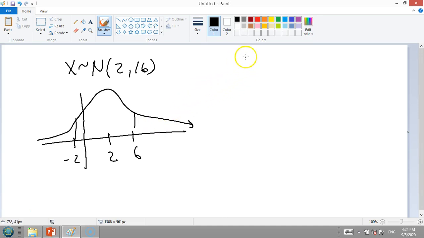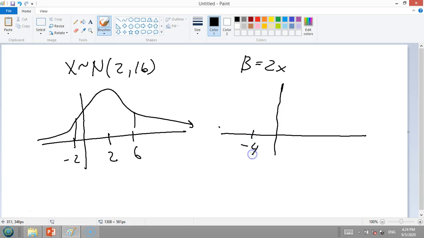And then the next transformation is going to be B equals 2 times X. So how is this going to get transformed? I multiply every single possible value by 2. That is the idea here. So the -2 will become a -4, the 2 will become a 4, and the 6 is going to become a 12. Does that make sense? It's going to look something like this.